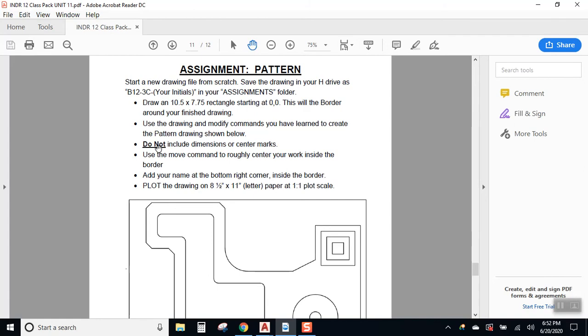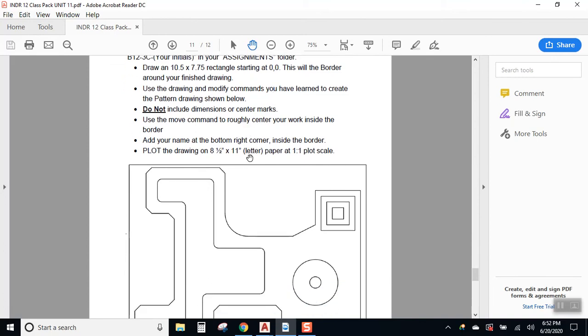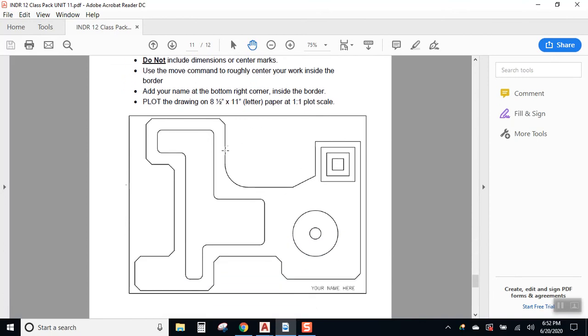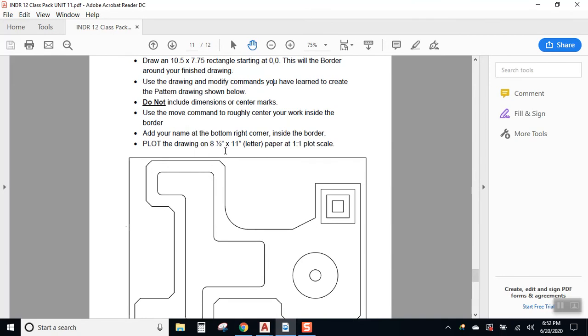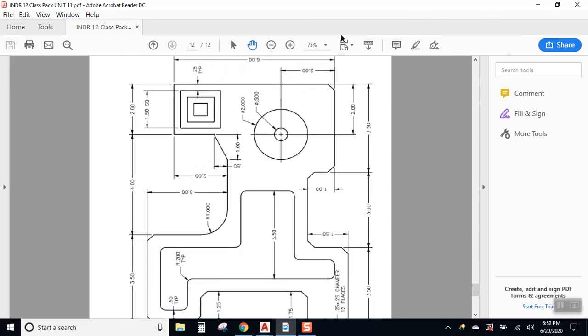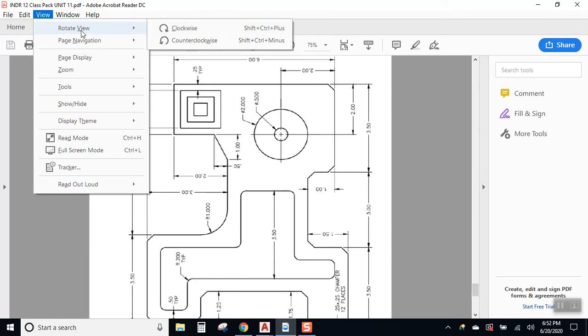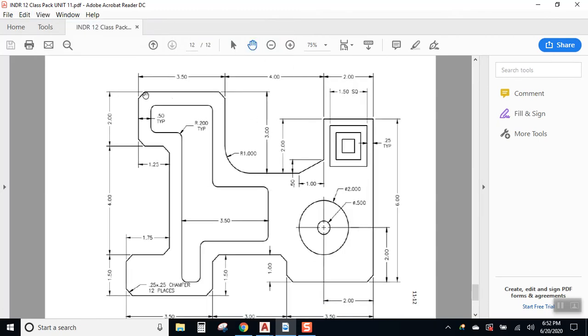So we start off by drawing a rectangle using a brand new file. We're going to start a new file, drawing from scratch. We draw a rectangle that will serve as the border around the piece of paper, and then we are going to create this figure down here. Now, you are not guessing the sizes. If you look at the next page, it has all of the sizes we're working with, so you know exactly how big this thing is as you work your way around.